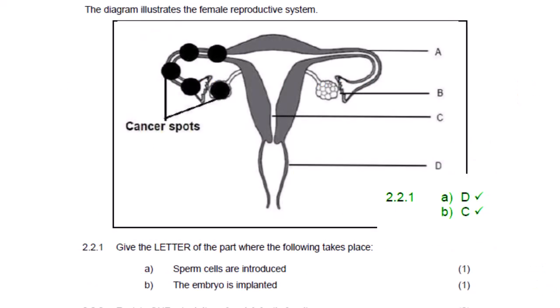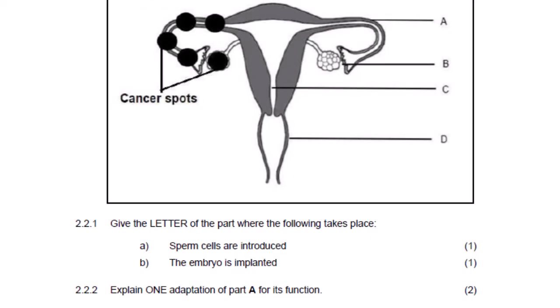Let's move to 2.2, the female reproductive system. 2.2.1 is about the letters. Where do the sperm go and where does the baby grow? According to the diagram and memo, sperm cells are introduced at D, which is the vagina. The embryo is implanted at C, which represents the endometrium or the lining of the uterus.